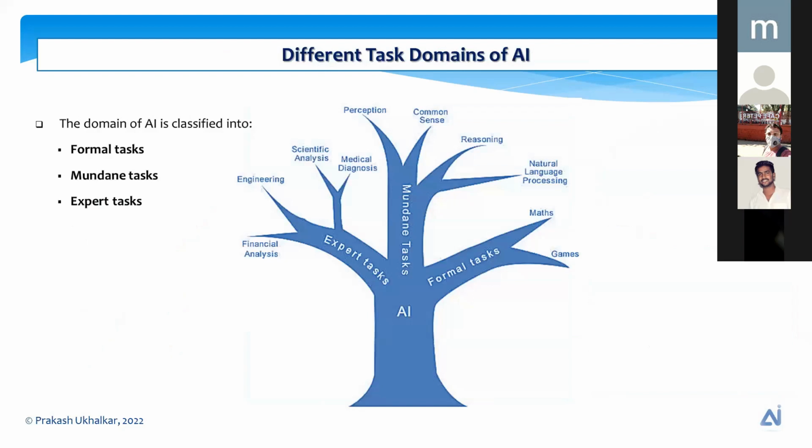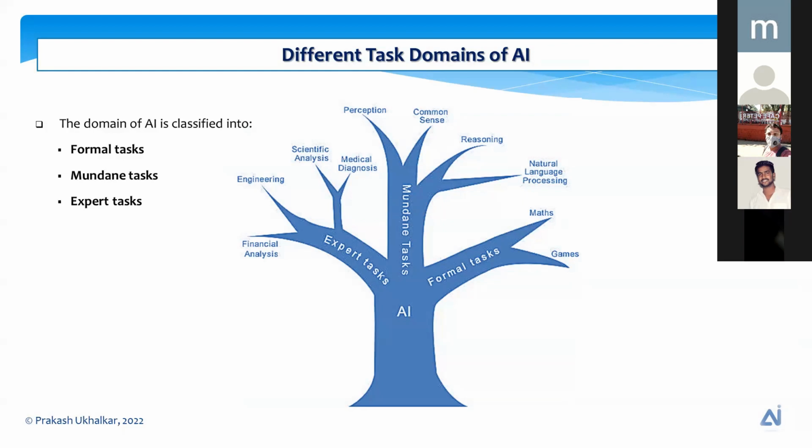Now, different task domains of AI. Suppose you are asked to classify the task: what task is the expert task, what task is an ordinary task, what task is the formal task of AI. There you can categorize the different task domains of AI, like formal task, mundane task, or expert tasks. As you can see in this tree picture, mundane tasks are basically ordinary tasks, like perception, computer vision, or it could be speech, voice, right?